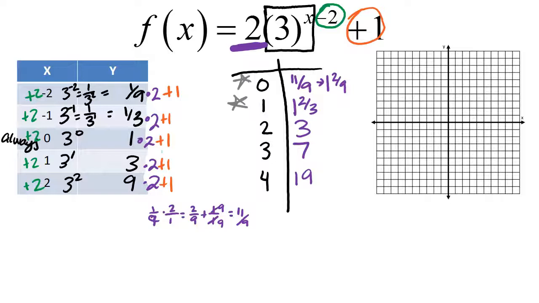All right, let's graph this and make sure that it looks like what it should look like. Meaning, this is a growth problem, so it should increase rapidly. So at 0, I'm at 1 and 2/9, very, very small. At 1, I'm at 1 and 2/3, just a little bit higher. At 2, I'm at 3. At 3, I'm at 7. At 4, I'm at 19, which means I increase very rapidly. So from this point, I should shoot almost straight up.